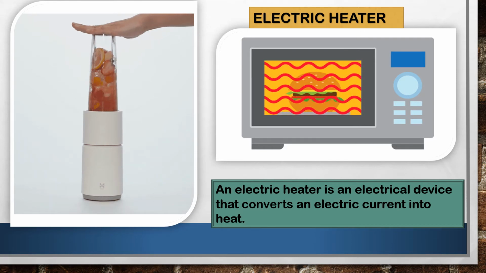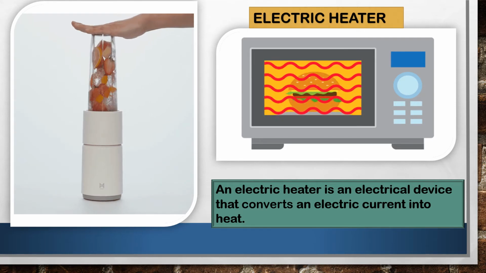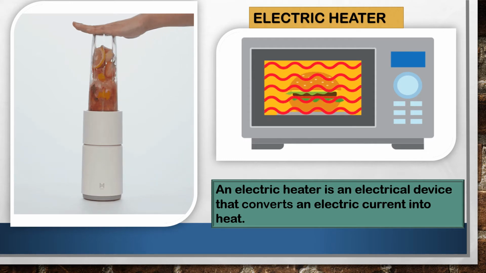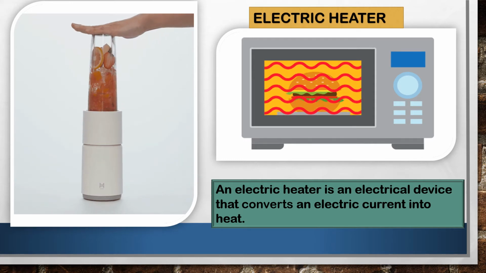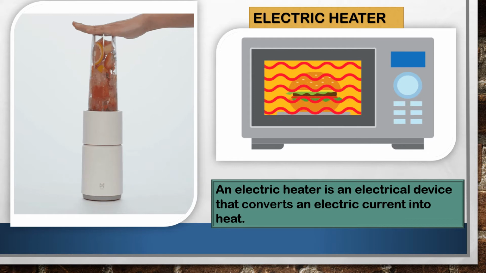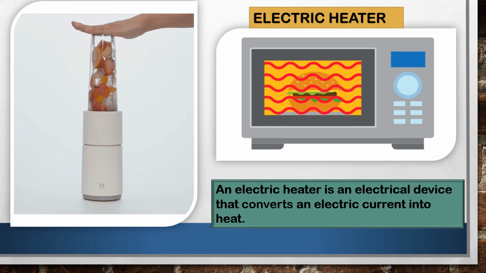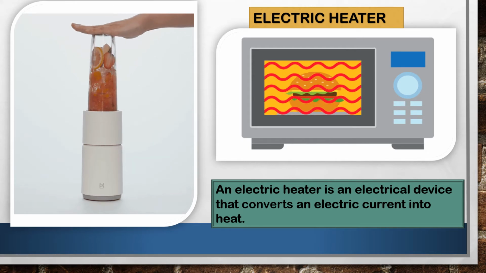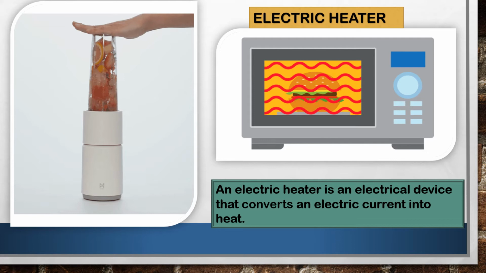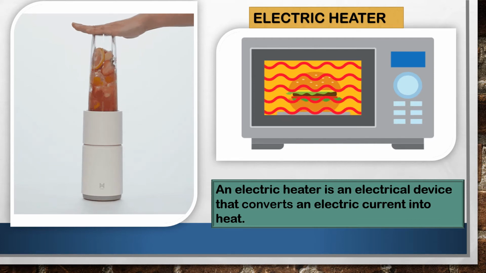The principle of heating effect of electric current is applied in the devices used in our daily life, such as electric bulb, electric heater, electric iron, etc. Here we are first discussing electric heater. An electric heater is an electrical device that converts an electric current into heat.